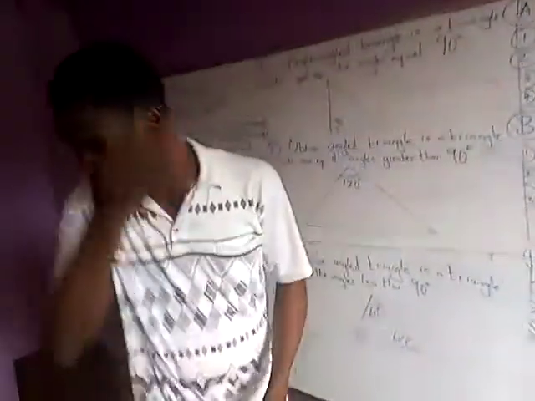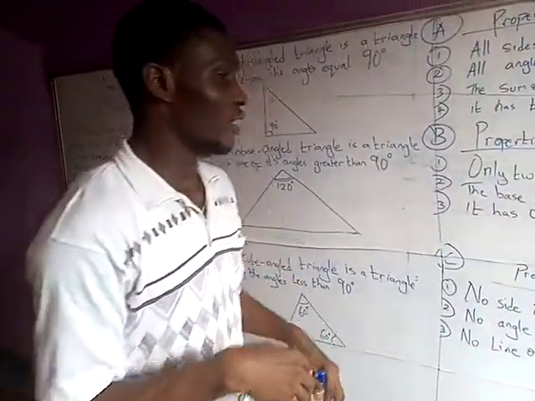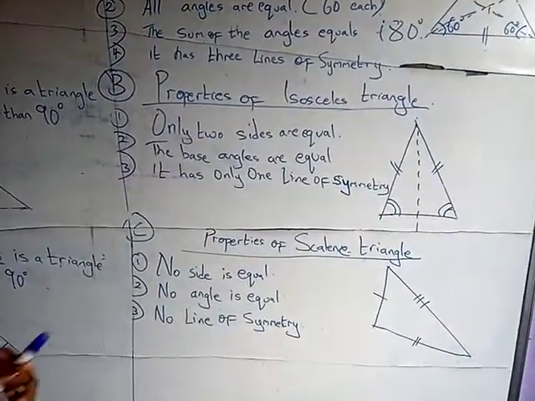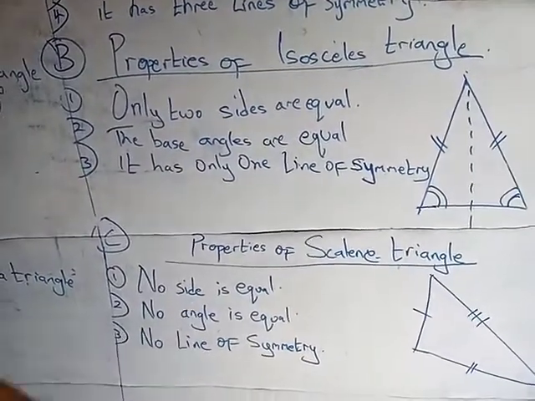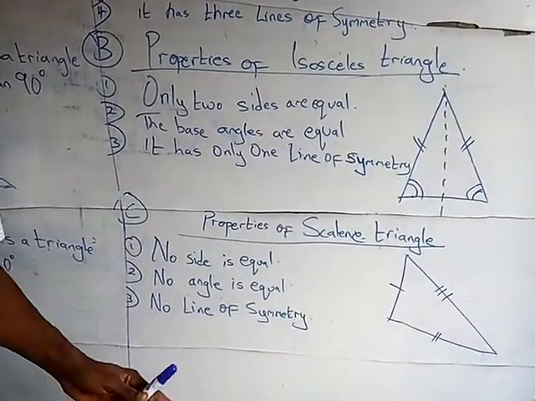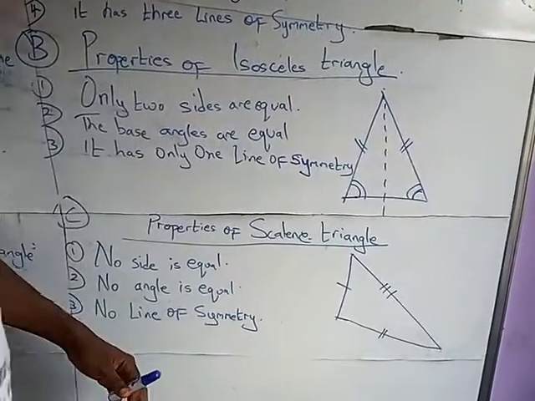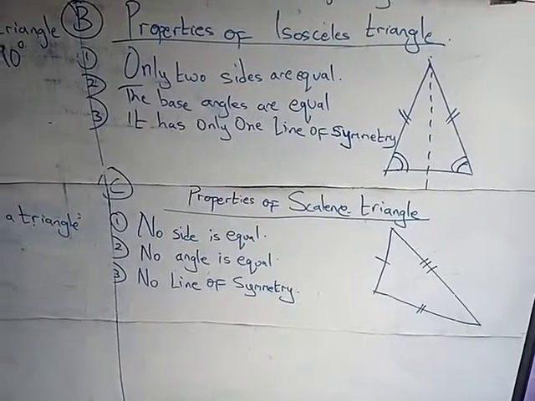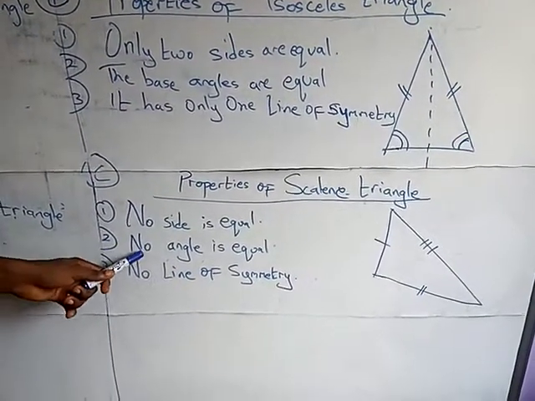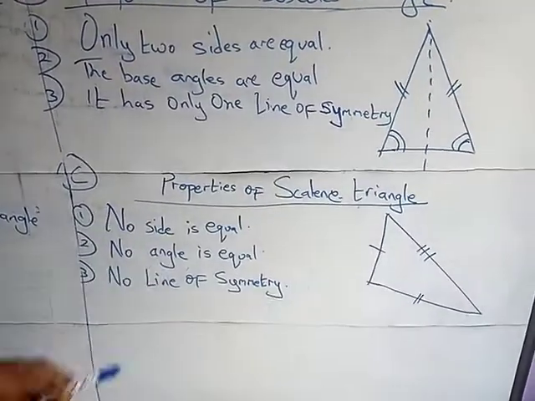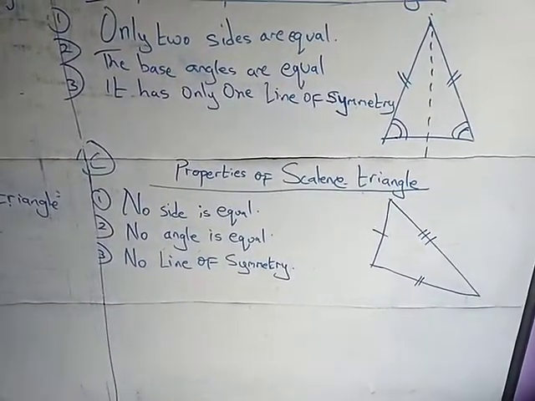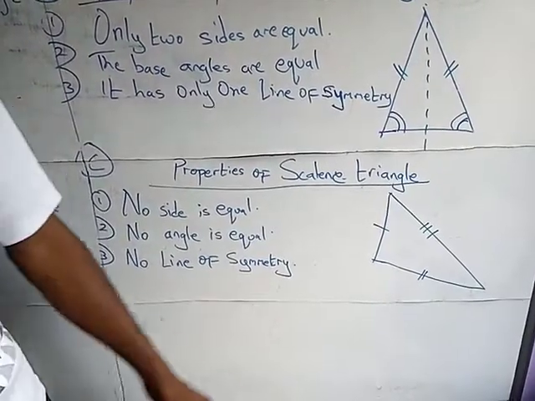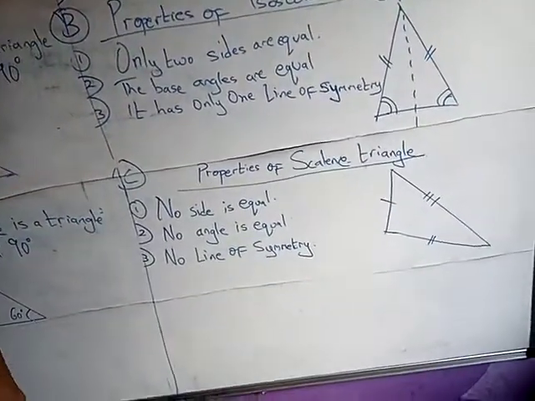Now the properties of a scalene triangle. A scalene triangle is a triangle that no side of the triangle is equal. When you see a type of triangle that none of the sides is equal, that type of triangle is regarded as what? A scalene triangle. Also, a scalene triangle has none of its sides, none of its angles rather, equal. And it doesn't have any line of symmetry.